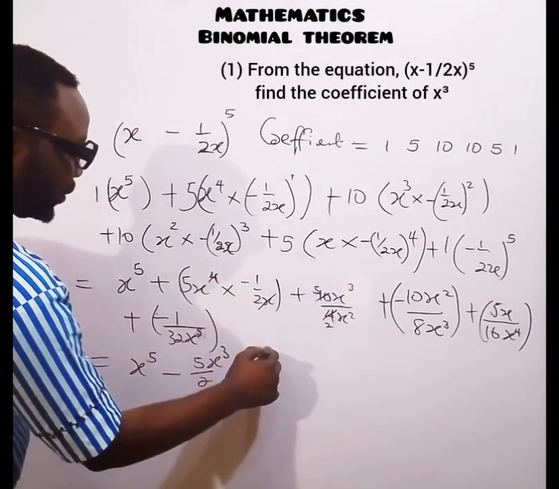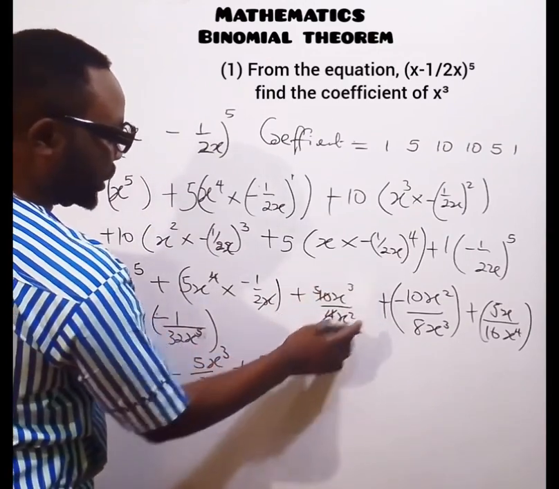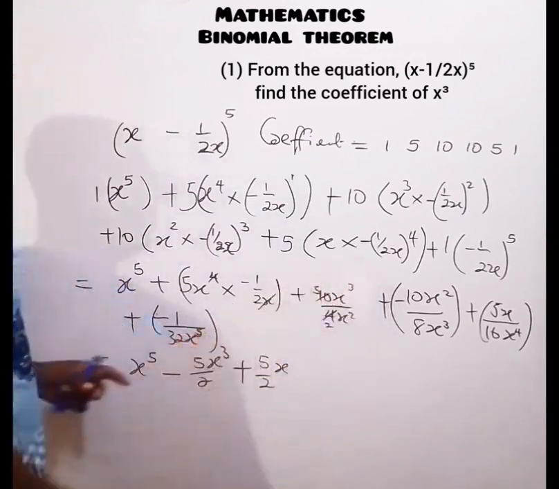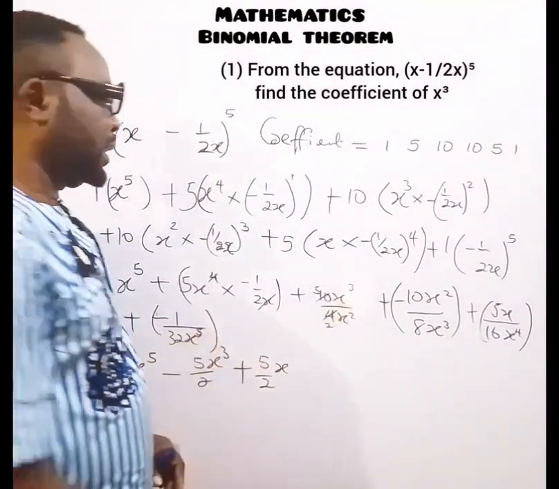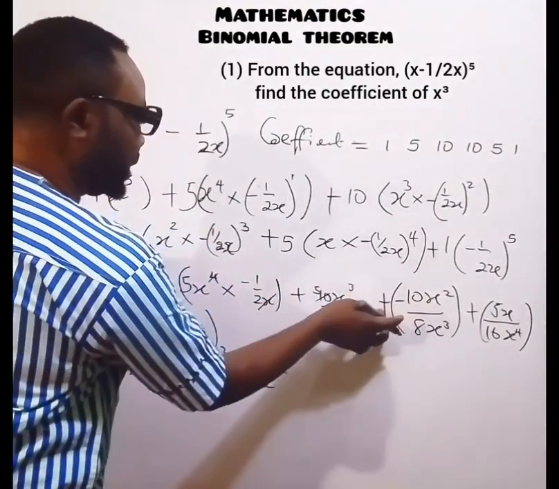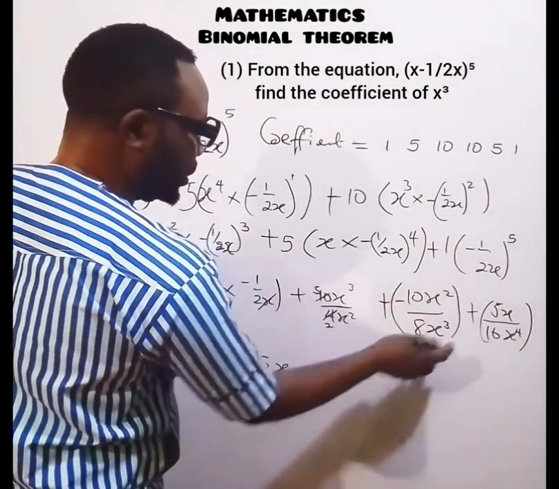That will be equal to 5 over 2, x raised to the power of 3 divided by x raised to the power of 2. That will be equal to x. It remains only one x at the numerator here. Now, at this stage, minus times plus here will be minus x raised to the power of 2 divided by x raised to the power of 3.